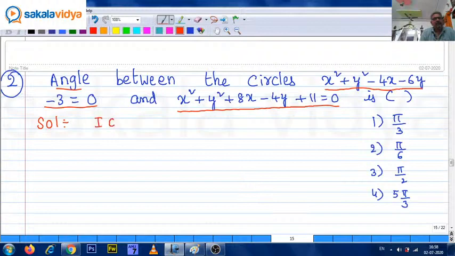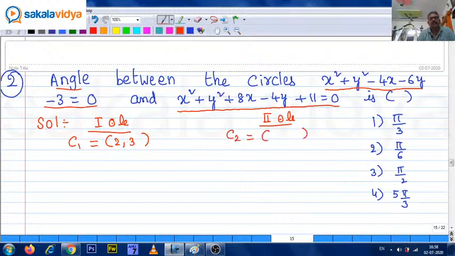First circle, next write down the second circle. First circle center C1 equals half of the x coefficient, minus half of the y coefficient: (2, 3). C2 is equal to (−4, 2). Next, radius R1 is equal to root of 4 + 9 + 3. R2 is equal to root of 16 + 4 − 11.